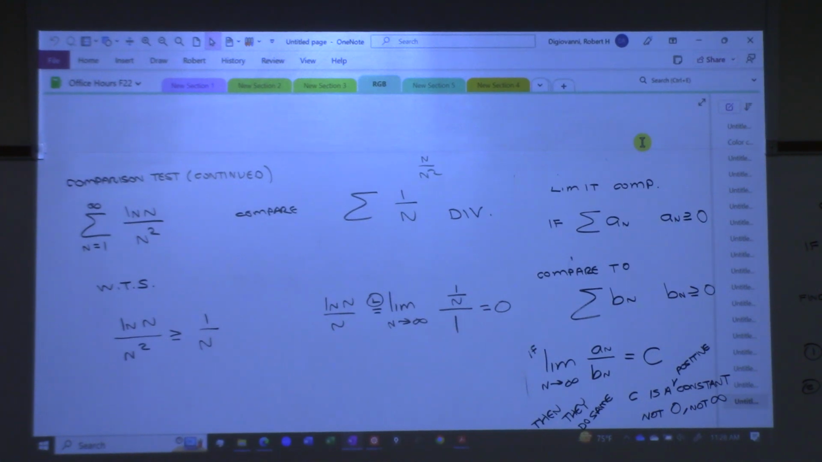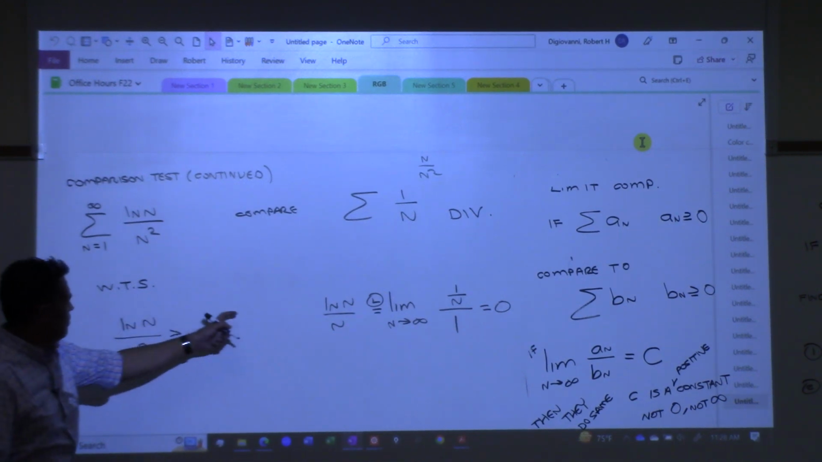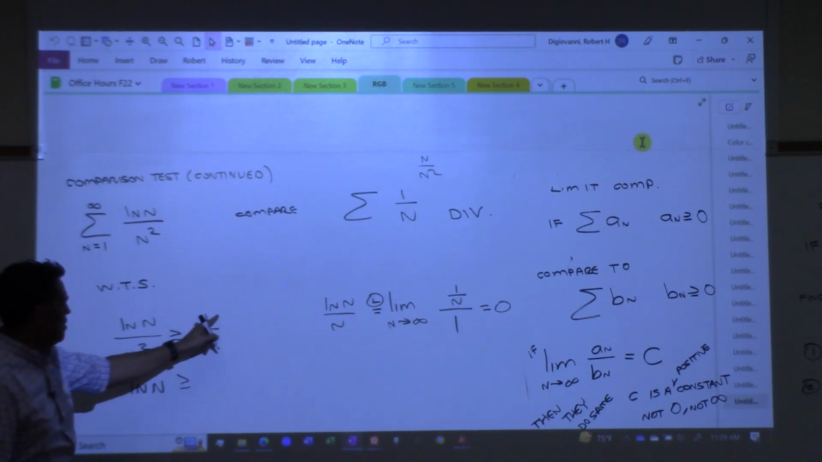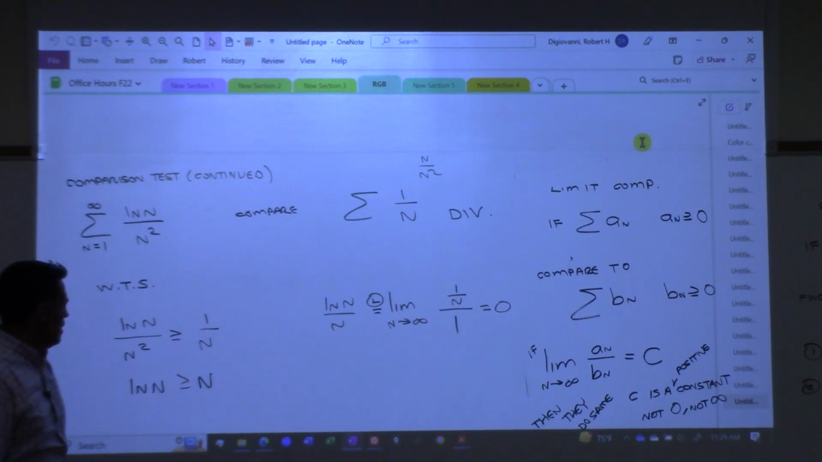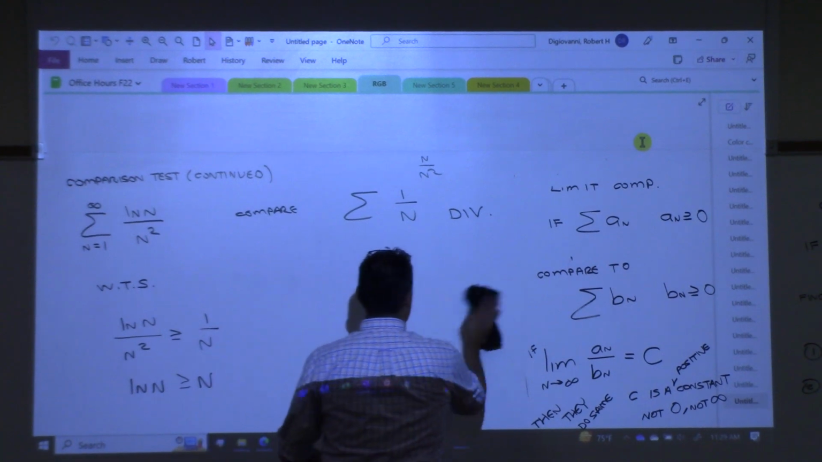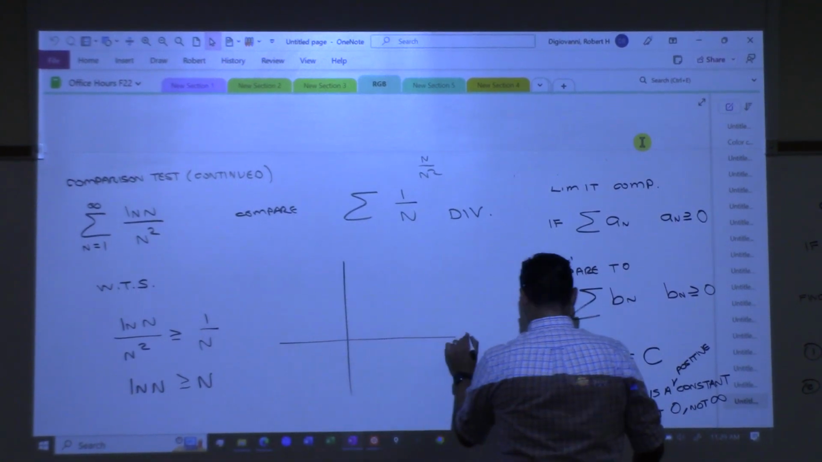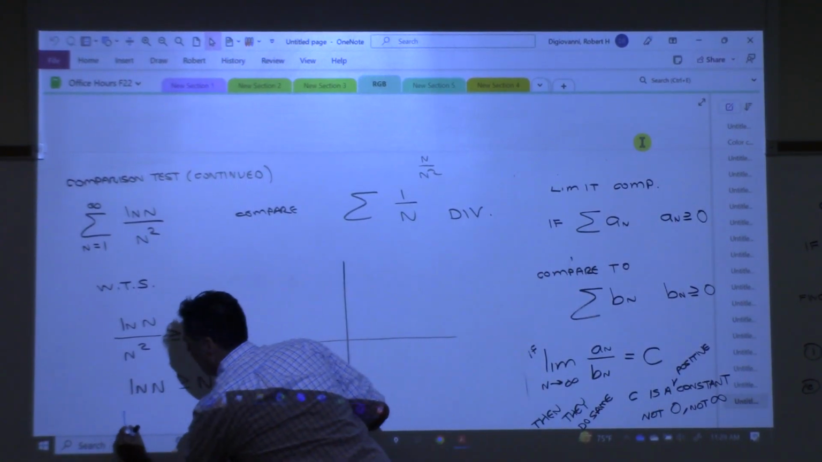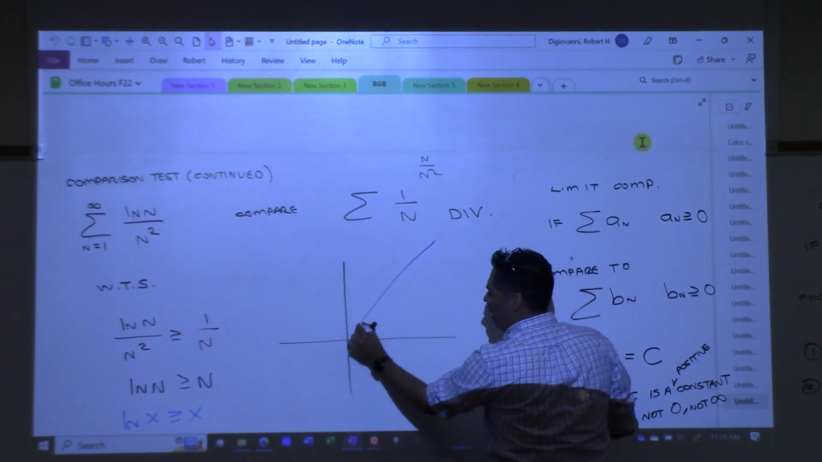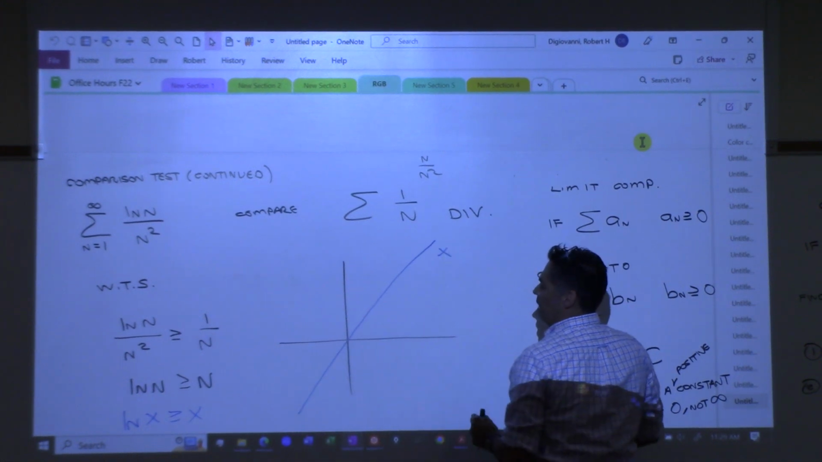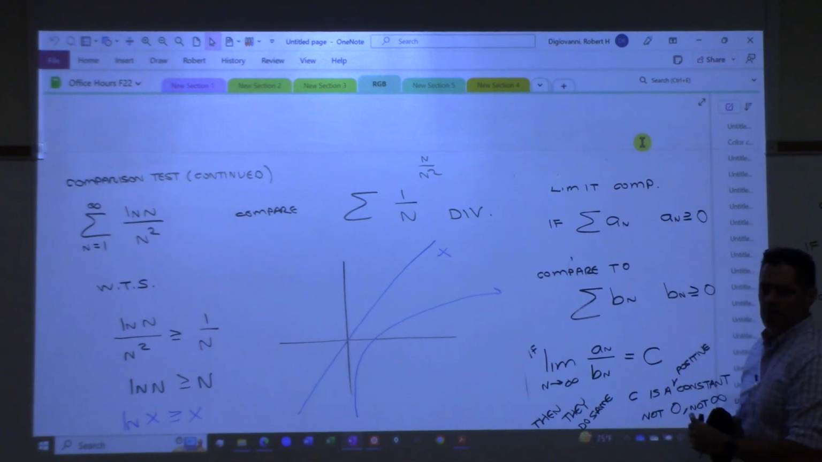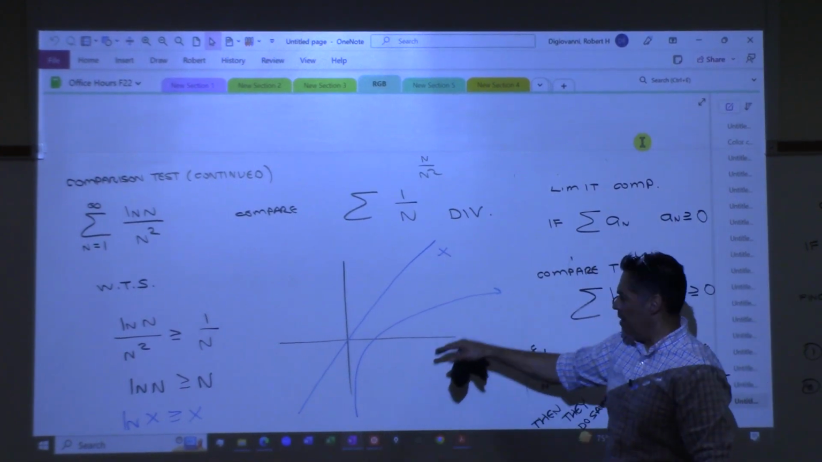Multiply both sides by n squared. Over here, you'll get natural log n, greater than, over here, when you multiply both sides by n squared, you get n. Is natural log bigger than n? Go back to the graph. This is like me saying, is natural log of x bigger than or equal to x? So isn't this what the function f of x equals x looks like? And natural log, doesn't it look like this? Now, they may hit each other at some point, but I'm just saying, it stays below.